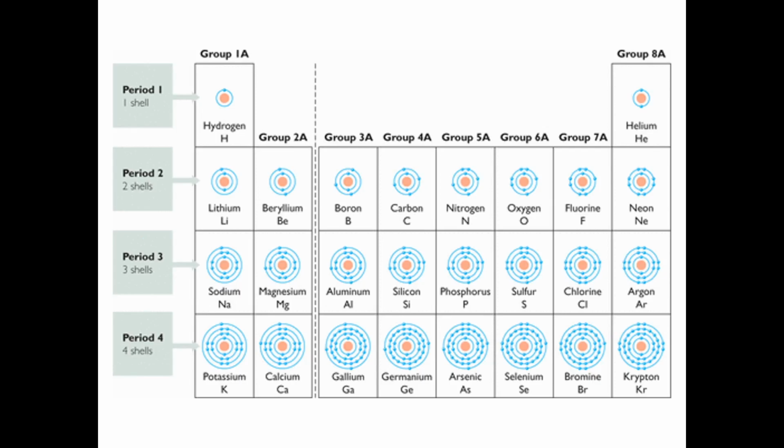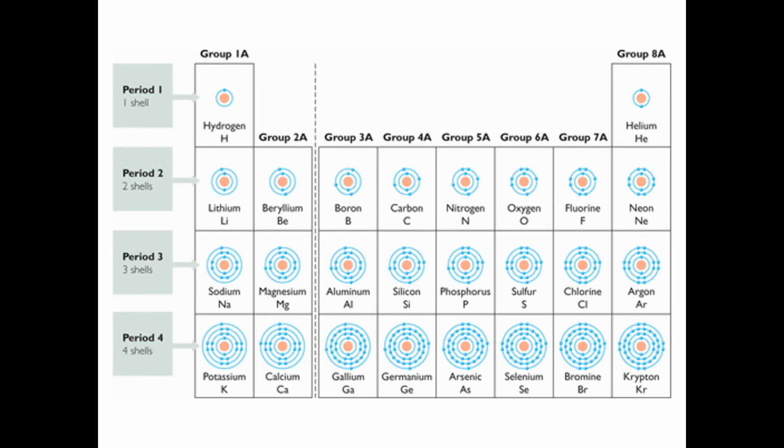Group 5A, group 15, they have 5 valence electrons, so therefore they would rather gain 3. So this time, now that we're dealing with nonmetals, we're gaining electrons. And so instead of losing electrons and becoming positively charged cations, we're gaining electrons to become negatively charged anions.